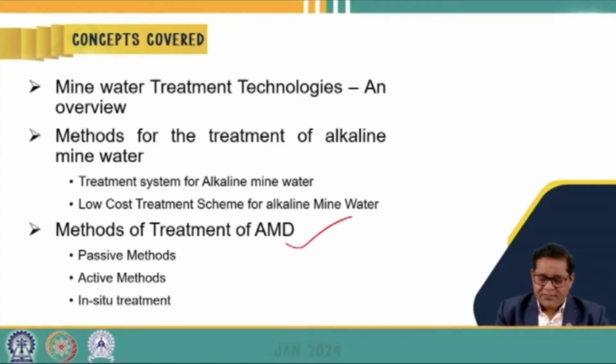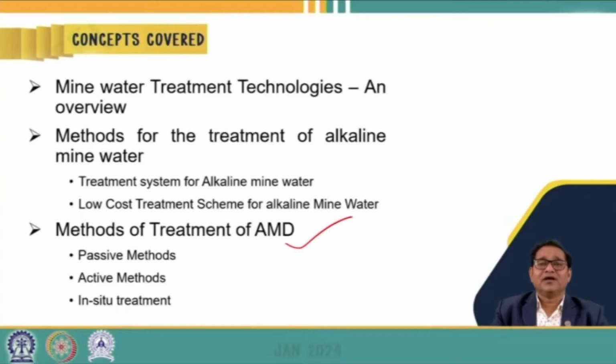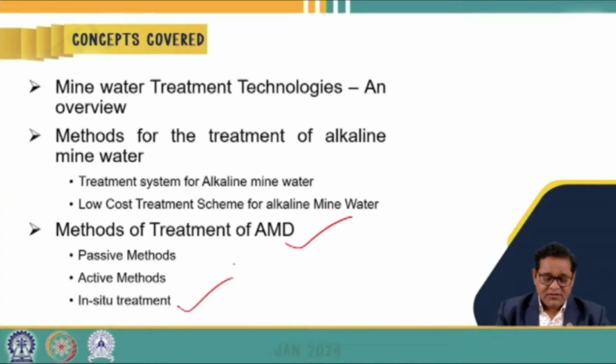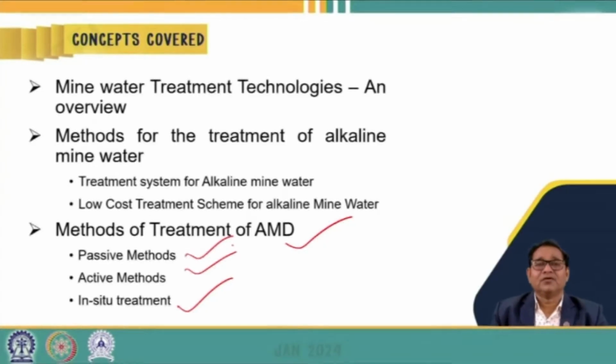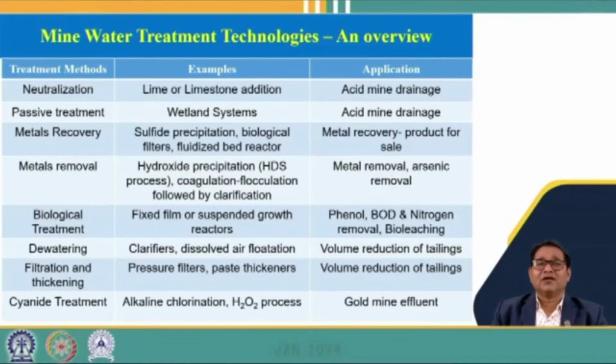And then finally we will look at the methods of treatment of acid mine drainage. For acid mine drainage there are various methods like active methods, passive methods and in situ treatments. All three treatment techniques we will go through in detail in the forthcoming slides. So let us start with the various treatment technologies which are available for the treatment of mine wastewater.